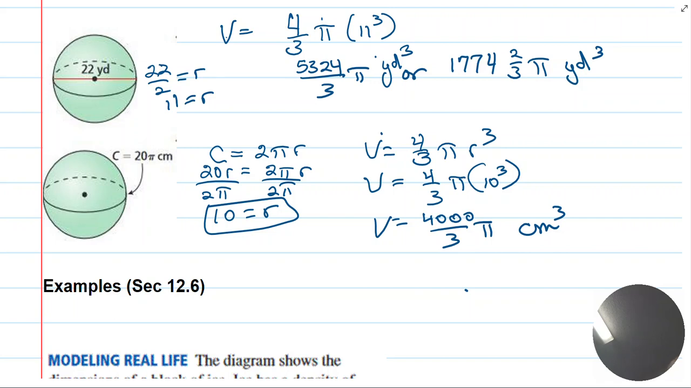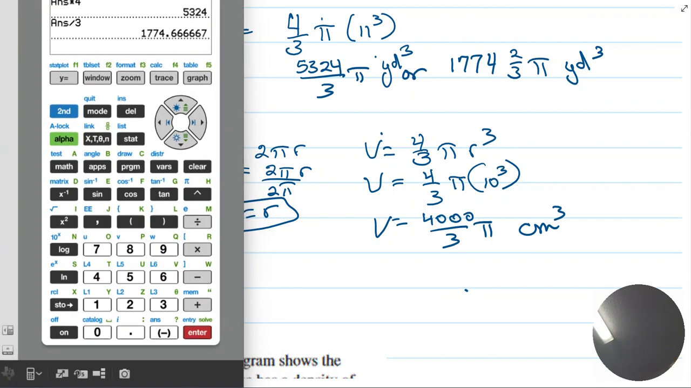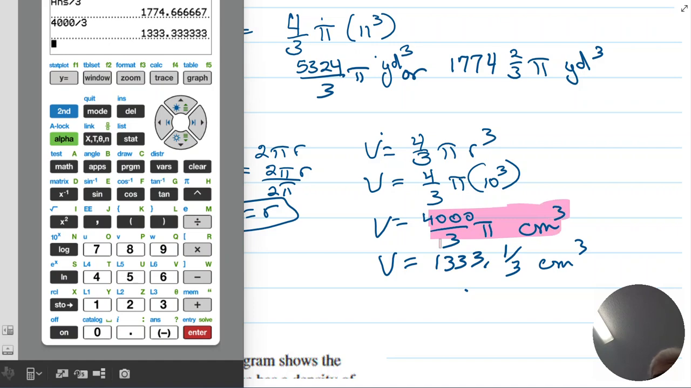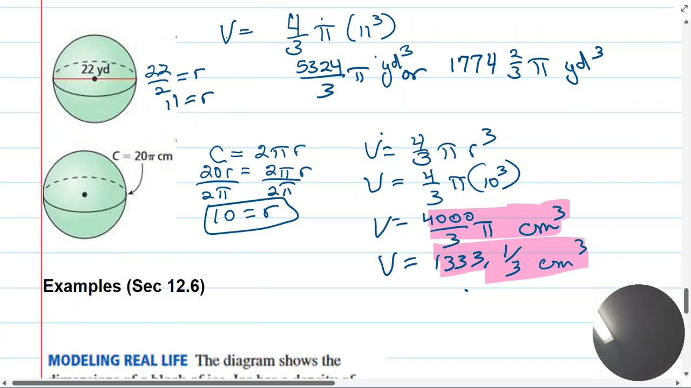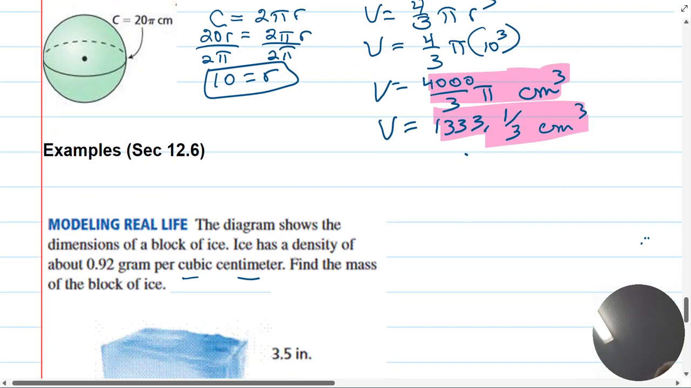I'm going to get 1,333 and a third centimeters cubed. Either answer is okay. Everybody comfortable with that? Either answer, but the pi must stay. Oops, I left off the pi on this one. Sorry about that. There we go.